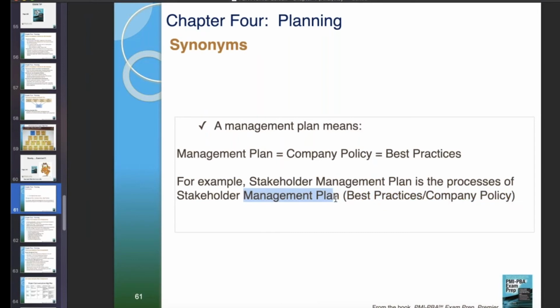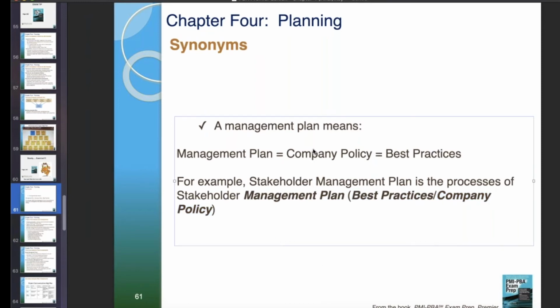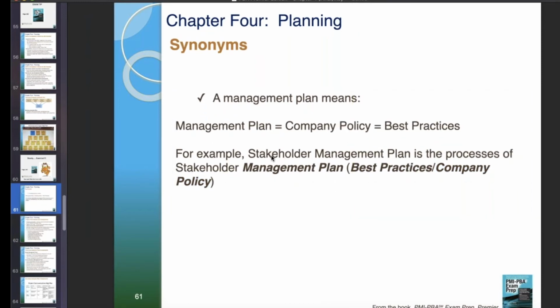So as you see management plan here, just remember best practices or company policy is what that means. It'll help it make more sense to you. Okay, so stakeholder is what? Any entity that can change, alter, affect your project in any way or perceive being affected by it. This is the company's policy or best practices on how to handle stakeholders, how to prioritize them, how to do all the stuff with them that we've discussed.